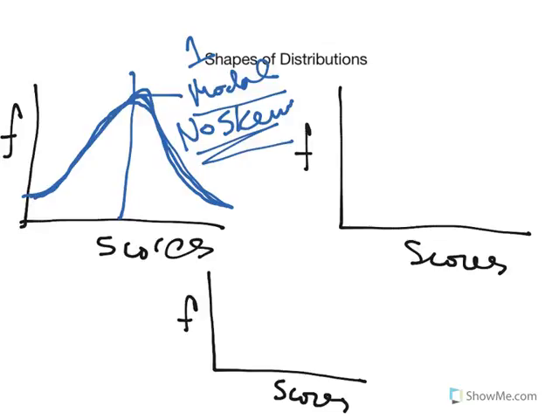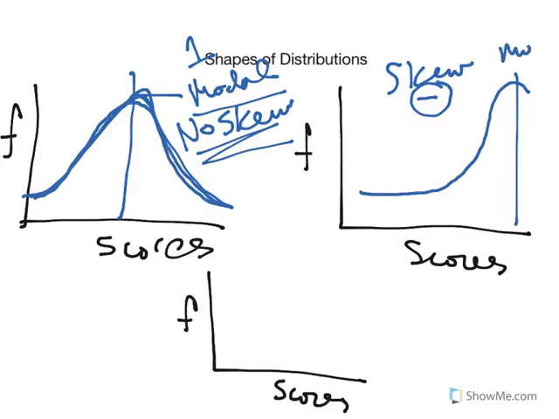Here's an example of a distribution with skew. Okay, so in this case, most of the people are scoring high and a few people are scoring low. Okay, so this is an example of a skewed distribution. In particular, this distribution is known as having negative skew. And that's because the skew refers to where the mean falls, right?